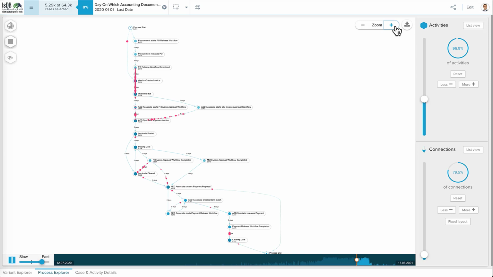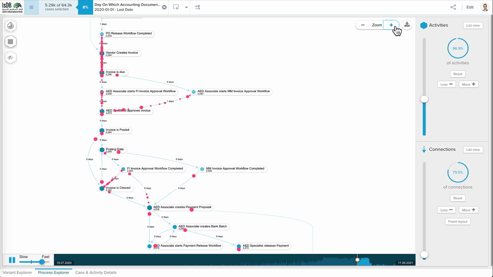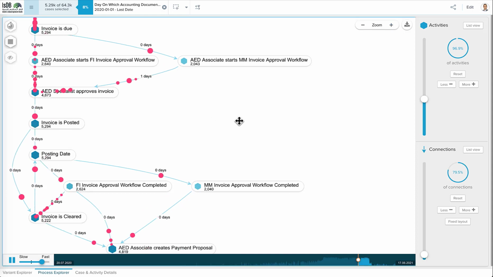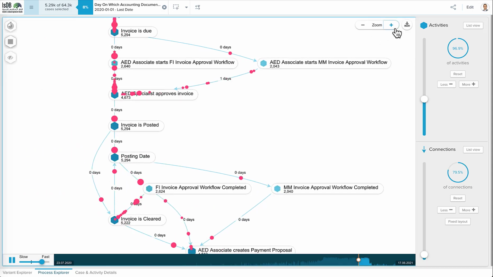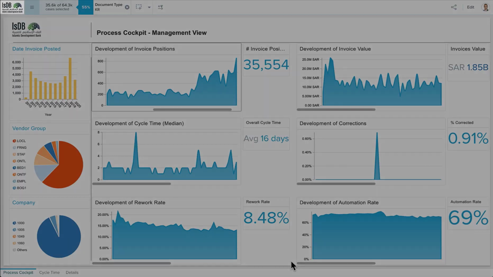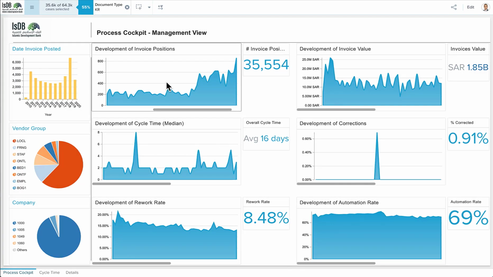After connecting the data from SAP, the process mining engine automatically discovers the shape of the process. It also discovers operational parameters such as time. The 2 charts on the top show us the flow of invoices over time and the corresponding monetary value. The following charts show the cycle time, the number of corrections, the rework rate, and the rate of automation.